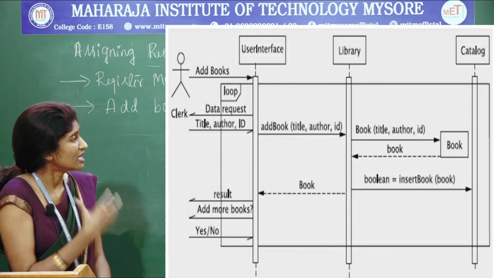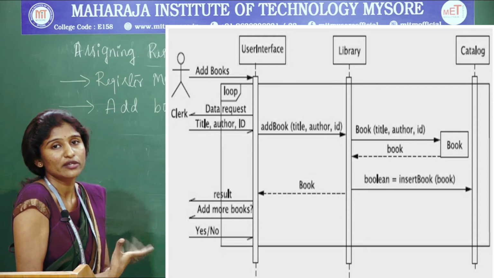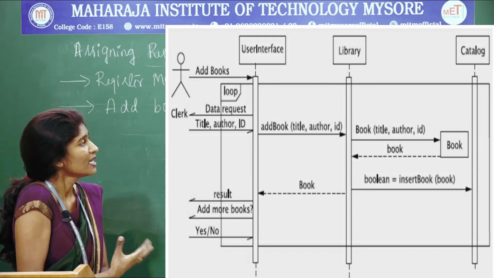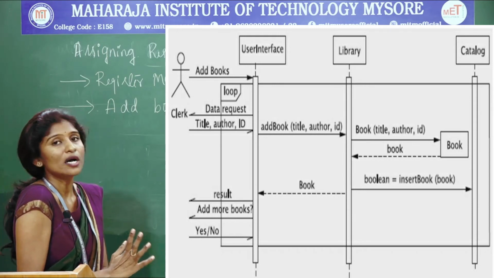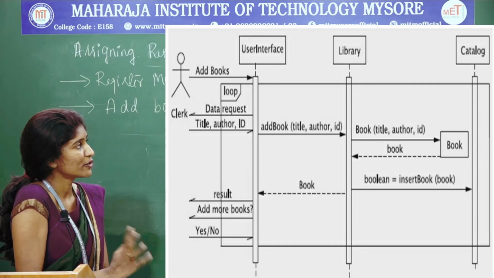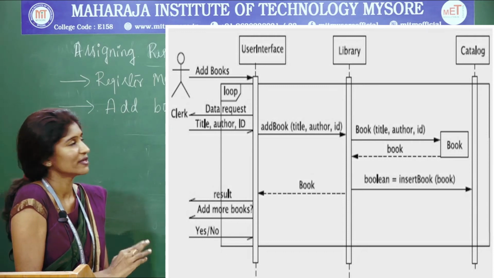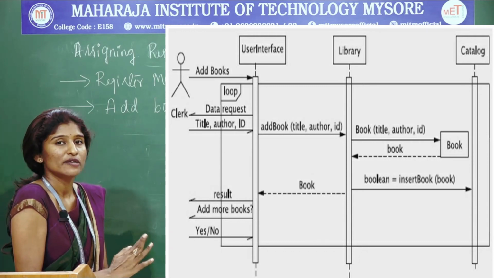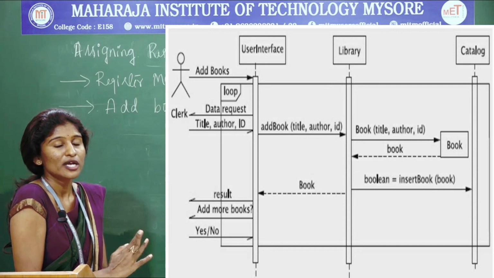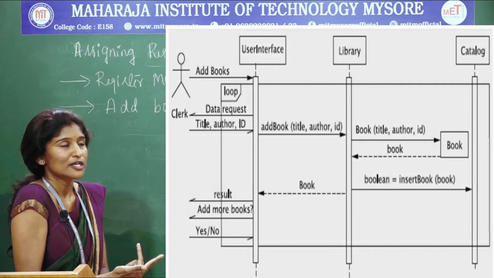So the details, the title of the book and the author of the book, will be replicated, meaning updated, to the library system as well as the catalog. After updating, it is going to send you a true or false Boolean value, whether it has been updated or not. If it is true, it has been updated. If it is false, some error has occurred.